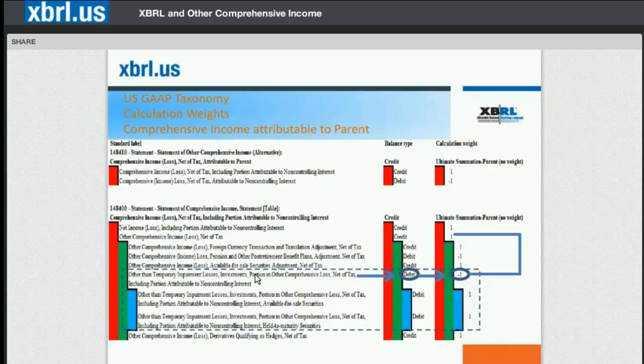So as we go through each of these, you can see how each of these is impacting the other. And if you were to promote an element from one tree to another, its calculation weight would have to be based on its new parent.